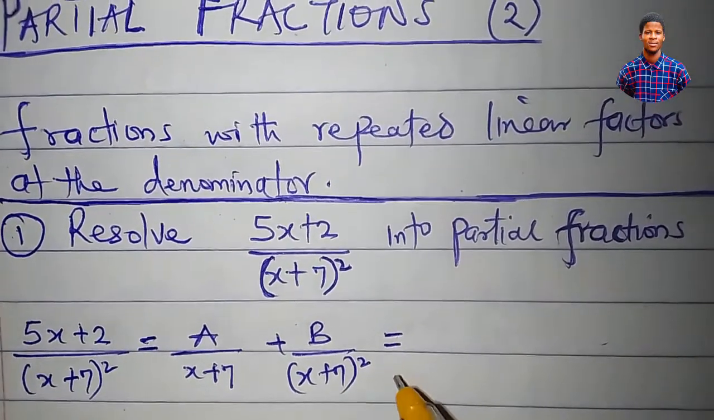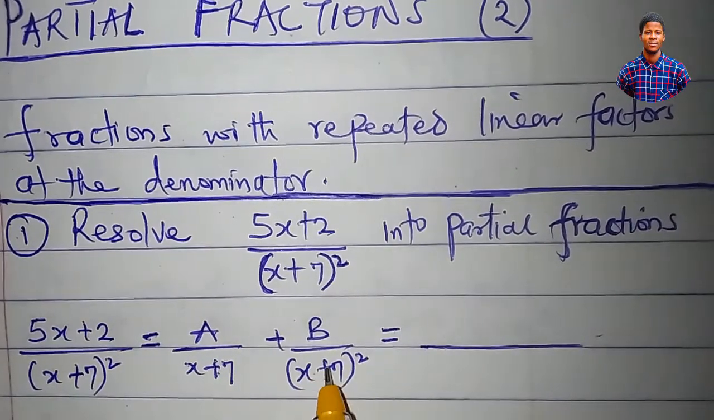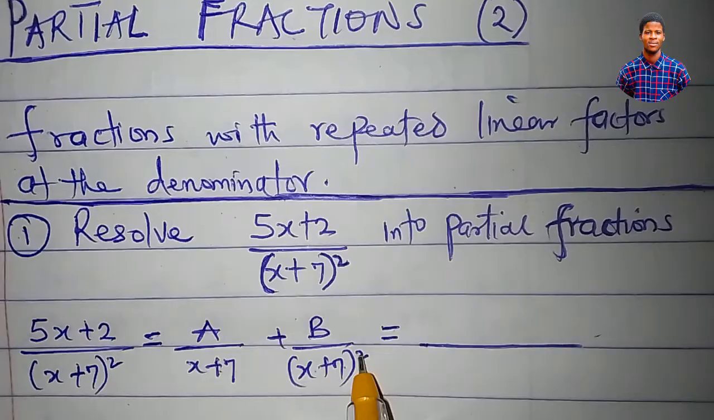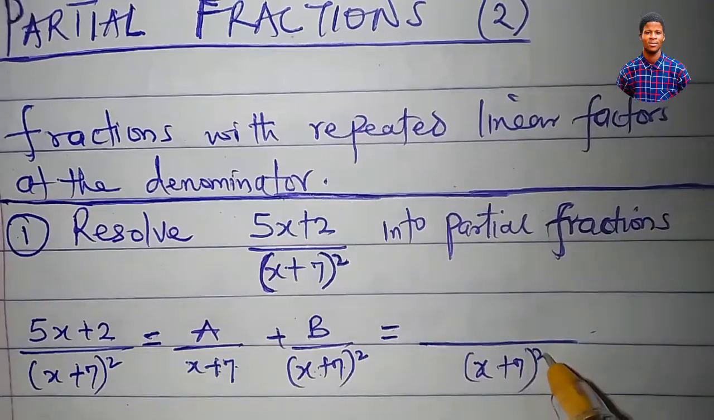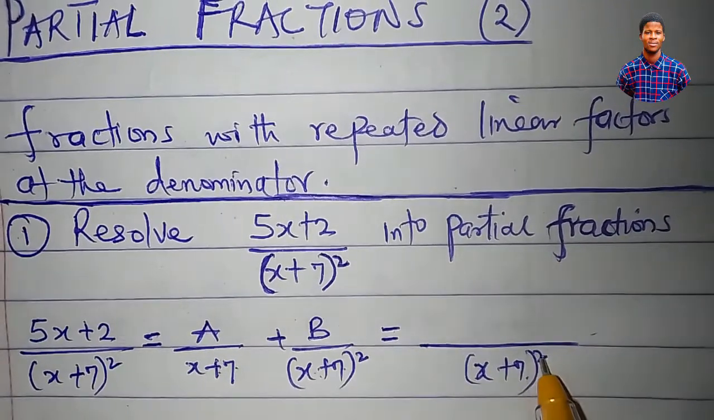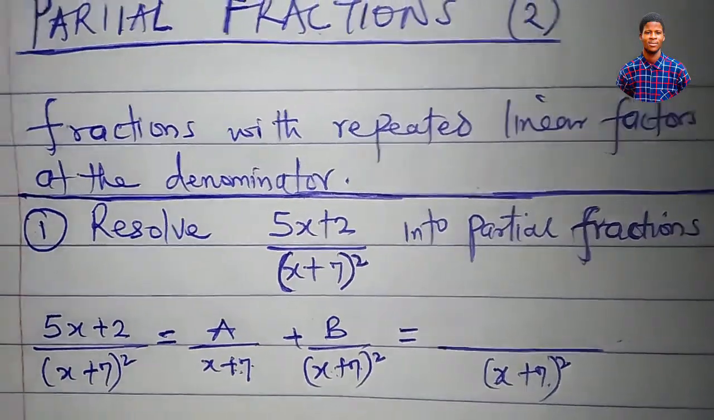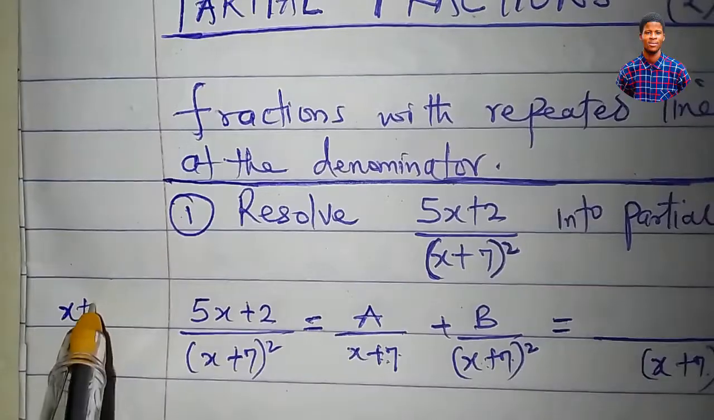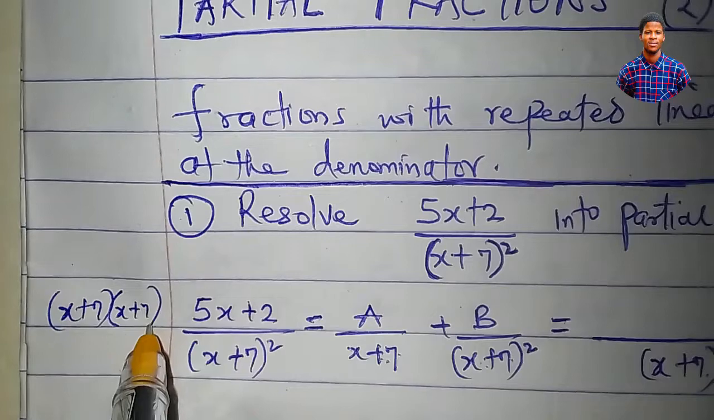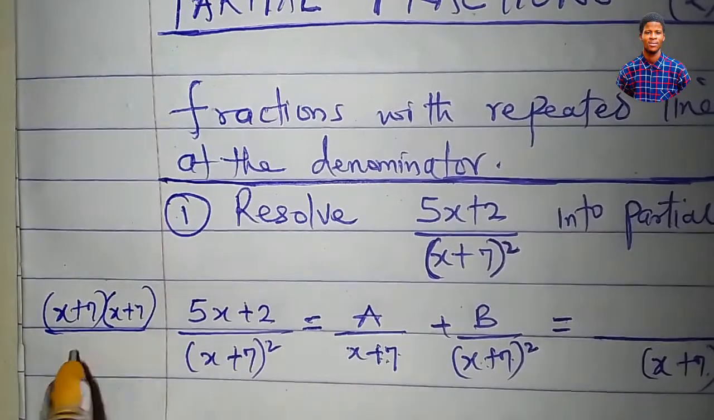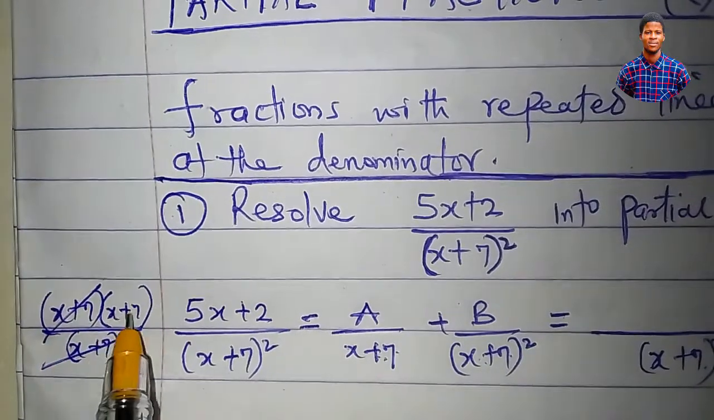Alright, let's take LCM. The LCM of these two is x plus 7 all squared. Yes, x plus 7 is a factor of this. So the LCM is x plus 7 all squared. x plus 7 all squared divided by x plus 7, we have x plus 7 left. That's what I'm saying. x plus 7 all squared, which is the same thing as saying x plus 7 times x plus 7 divided by this x plus 7. It will cancel 1, leaving us with just x plus 7.